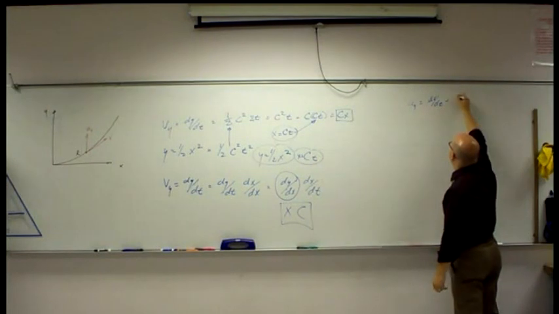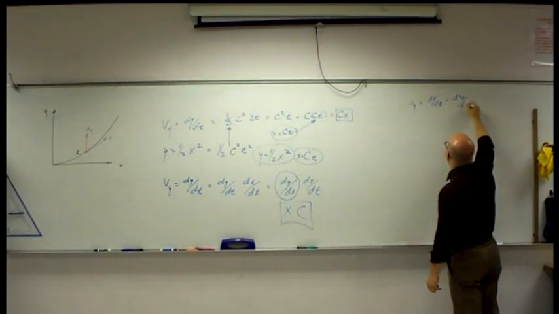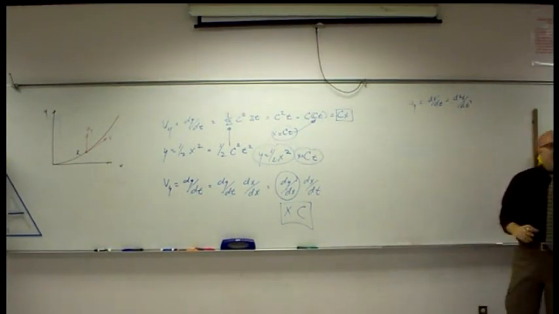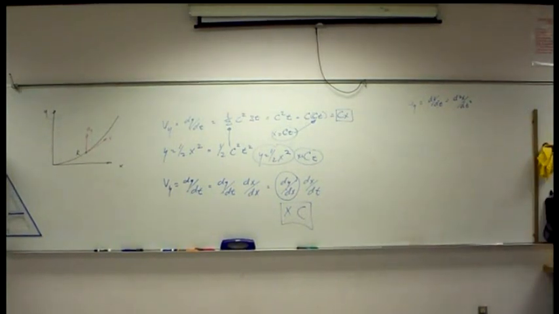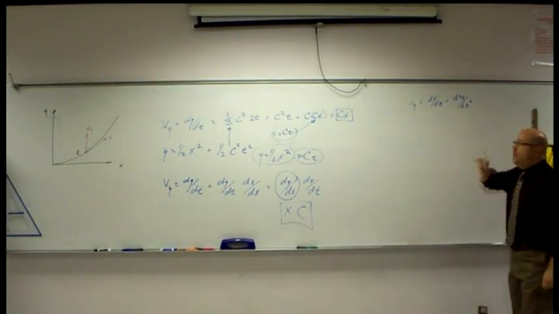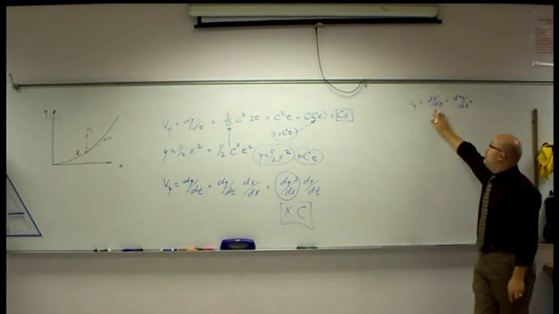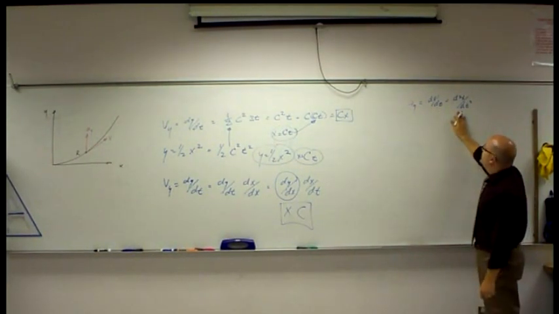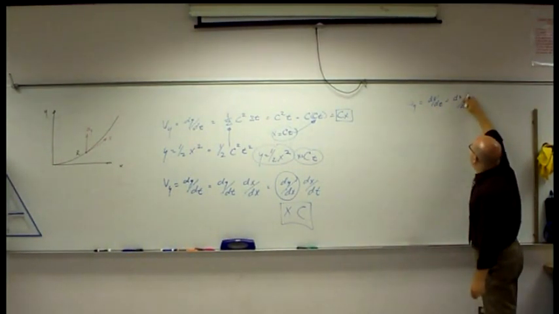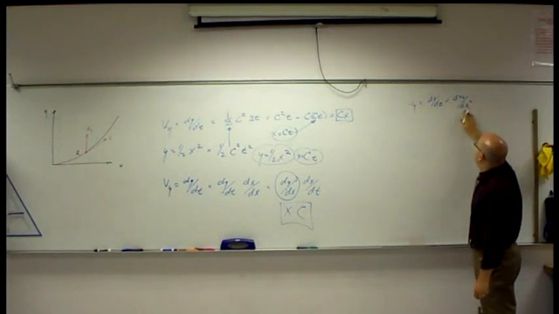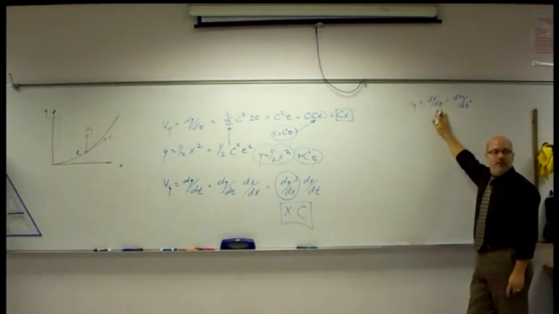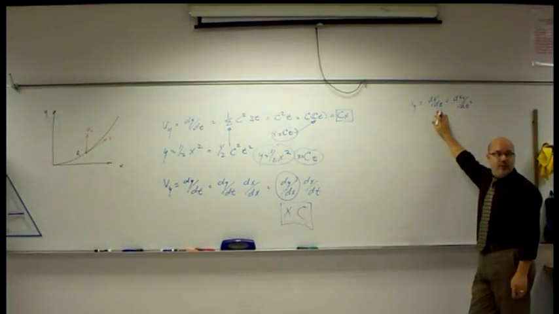Or you could do this: d squared y dt squared. You can solve it that way, that'll work. You just need to make sure that what you put in here for your function is the function with time in it, right? No x's.